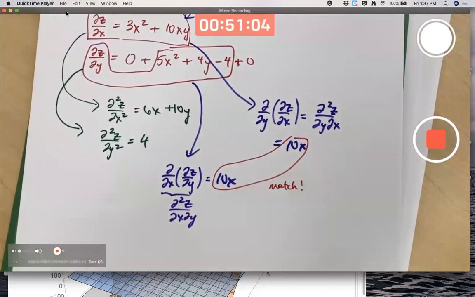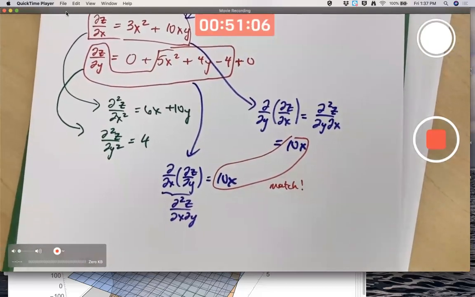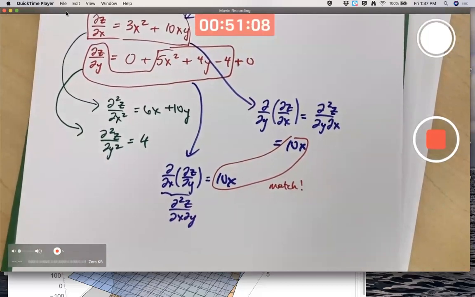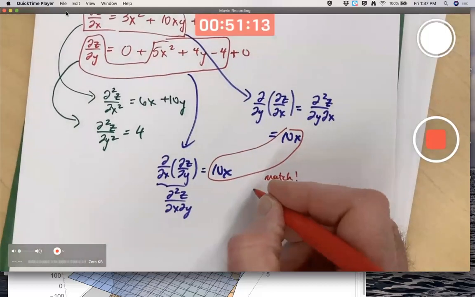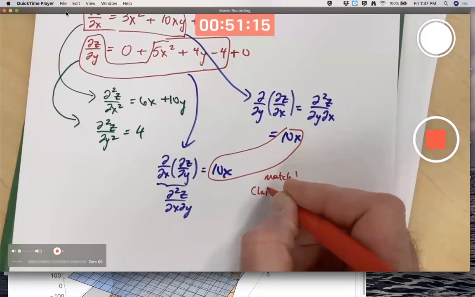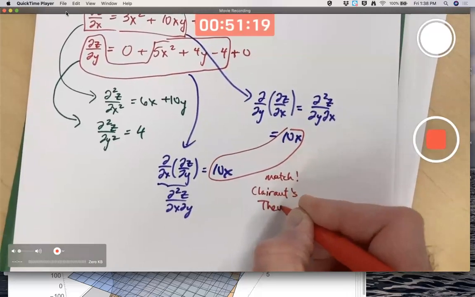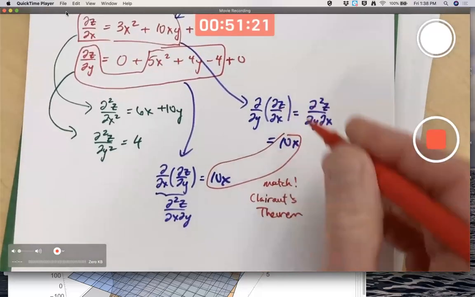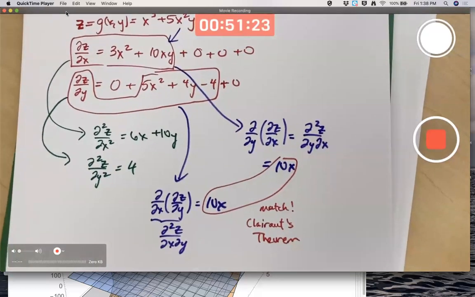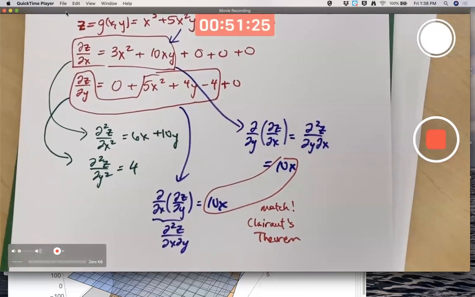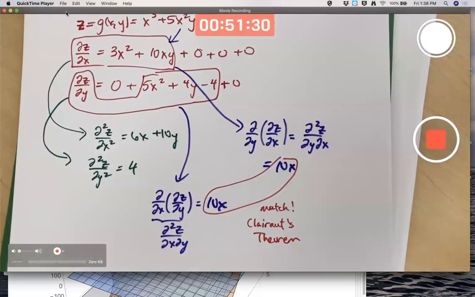Was that an accident? No. That'll always happen as long as your function is sufficiently nice, which we only deal with sufficiently nice ones in here. It's called Clairaut's theorem. Clairaut, I might be spelling this wrong. Clairaut's theorem guarantees that even though we got those answers in different ways, they will match as long as your original function is a nice function, like its second order partial derivatives exist, and actually they're also continuous functions.